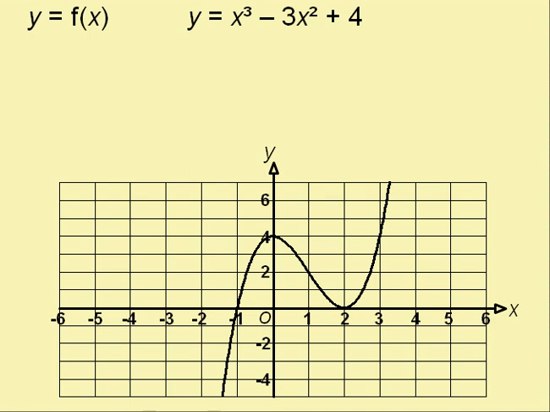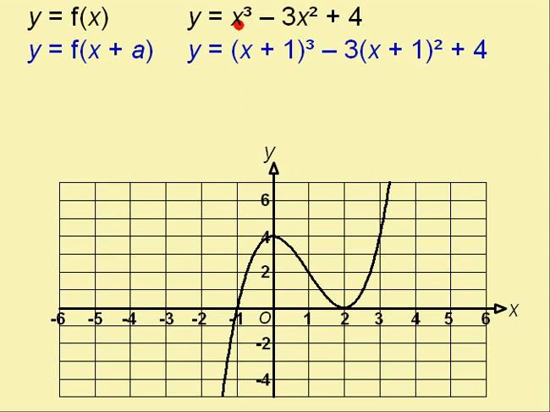The next thing that we're going to look at is adding something onto the value of x and then performing the function on it. Let's look at what happens to this equation when we add 1 onto the value of x each time. So you can see everywhere I've got an x here, I've got x plus 1. So I've got x plus 1 cubed, that's that bit. X has turned into x plus 1 here, I've got 3 of those squared, and I've still got the +4 on the end. What effect do you think this will have on the graph?